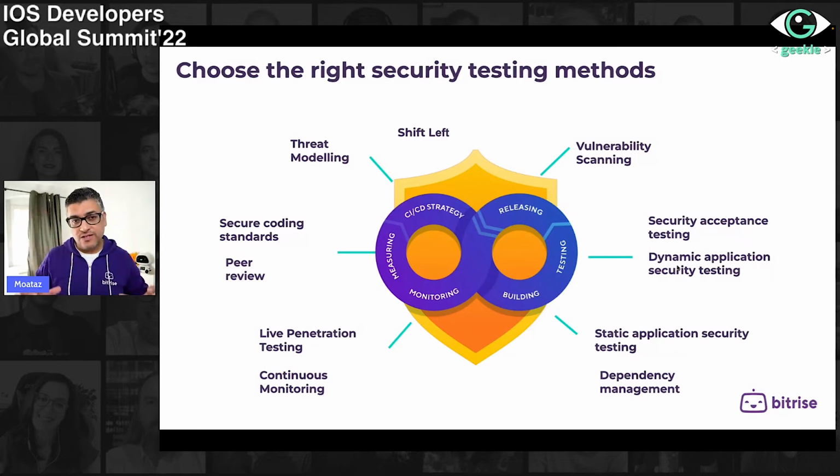Maybe we have a checklist, so that the test passes if we pass the acceptance test related to security. On releasing, we already have the IPA or the application itself, and then we can start running vulnerability scanning. In monitoring, maybe we can have live penetration testing and continuous monitoring of the application. You can also have secure code standards or peer review as well. This is agreed by the team, and this is the standard, so then we can run the testing against this standard.